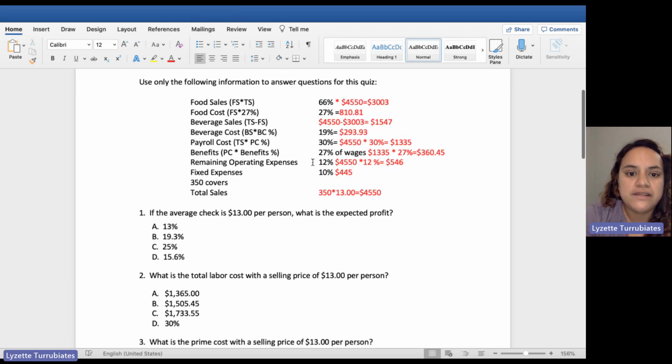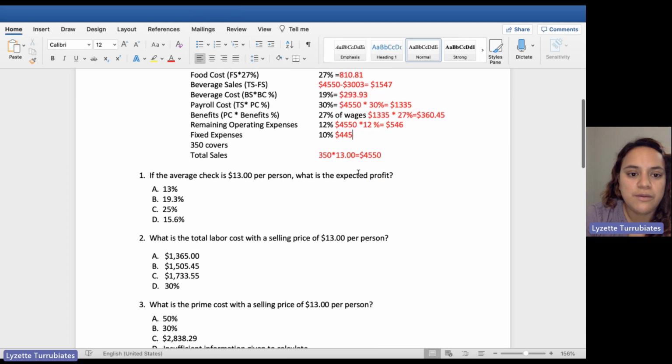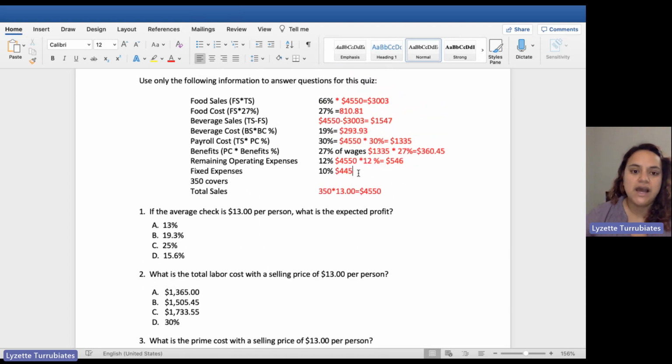So we have all of this beautiful information to help us determine what we're going to do next. I know your assignment doesn't ask you for the percentage of profit, but it's going to ask you what the profit is. So profit is going to be determined by adding all of your expenses. Our expenses are the things that cost us money, right? So food costs, beverage costs, our payroll costs, our benefits, our remaining operating expenses, and our fixed expenses.